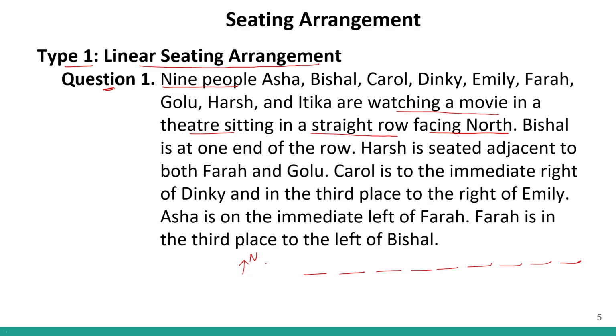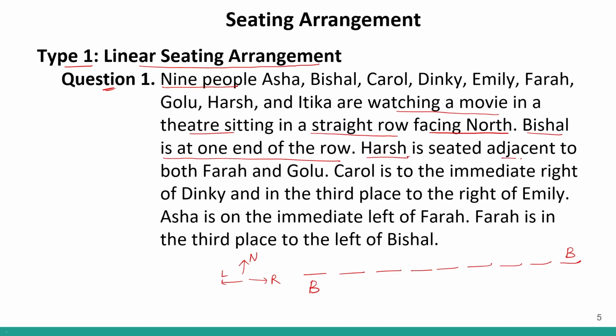North means this will be their right direction and this will be their left direction. We have to assume we are sitting at their place. So if we are sitting at their place and facing north, this will be my right and this will be my left. Now we have to fill in these blanks. We have to place these people. It is given to us that Vishal is at one end of the row. One end means B could be over here or B could be over here.